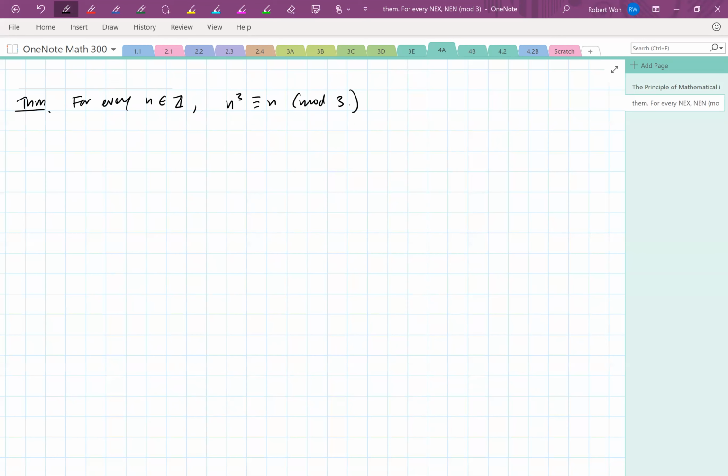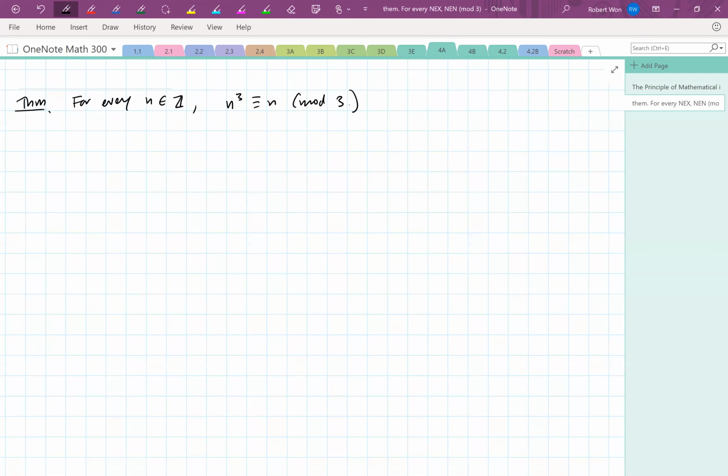And this is maybe not an obvious fact. I bet if I asked you this at the beginning of the quarter, you wouldn't know. I guess you maybe wouldn't have known what modulo 3 was, but I could say take any number, cube it, divide both answers by 3, see your remainder, then they're always the same.